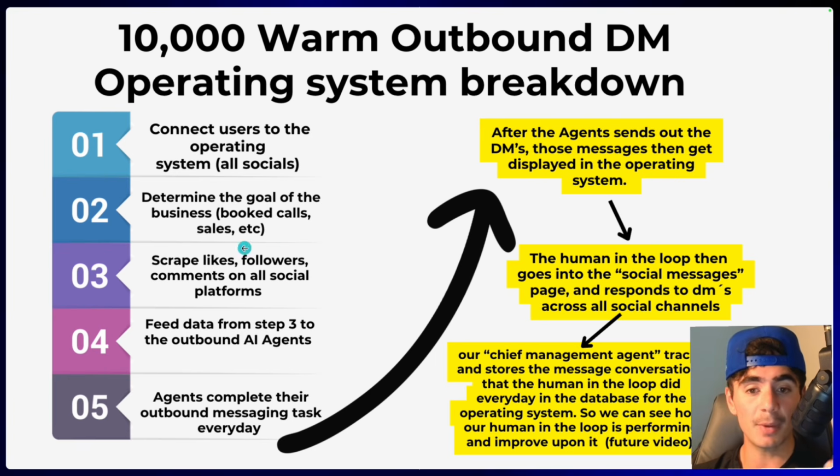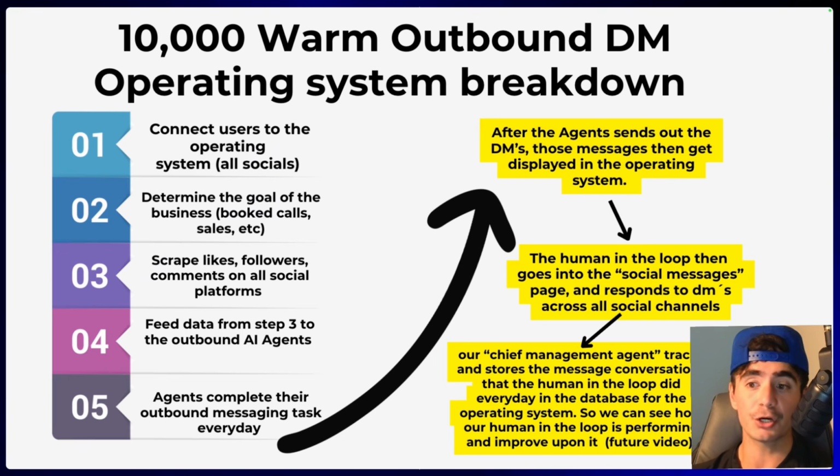But what's going to happen no matter what is that we're going to scrape the likes, scrape the followers, and scrape the comments on all social platforms. And step 3 allows us to feed step 4, which is firing up the outbound AI agents to go and do their work. And so after the AI agents send out these DMs, those messages then get displayed in the operating system like I showed you guys.